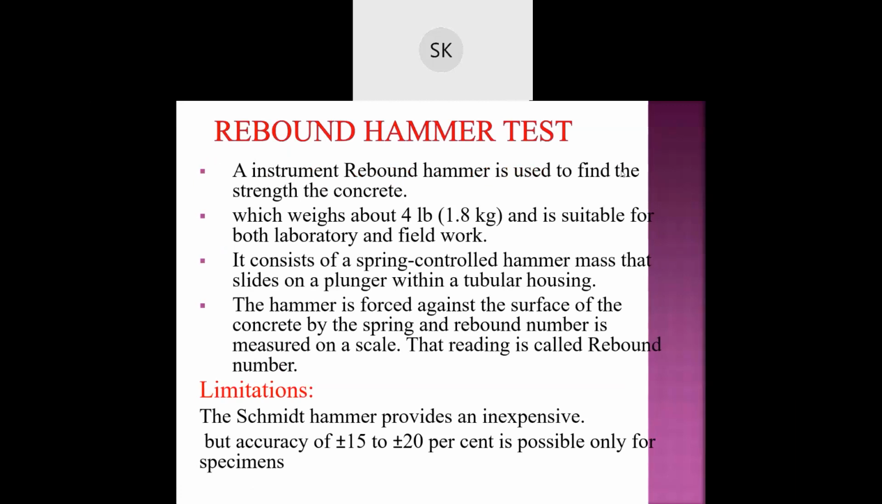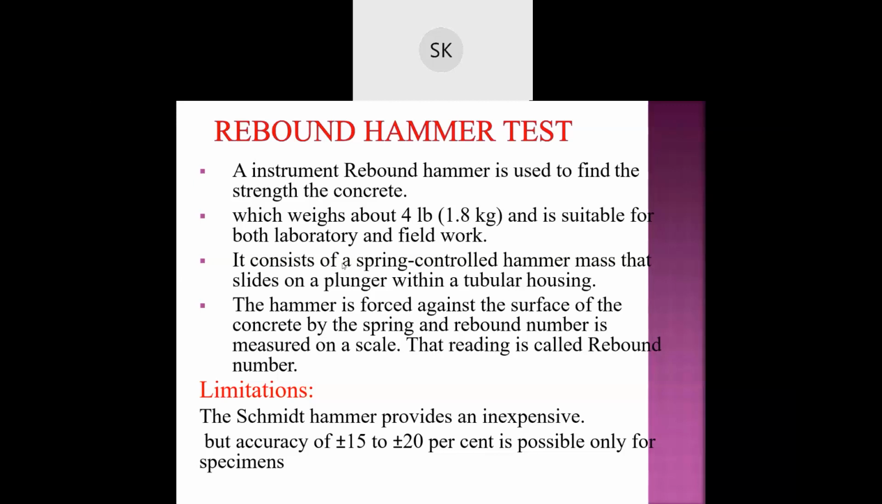A rebound hammer is the instrument used to find the strength of the concrete. Basically this is used for old buildings, 30 or 40 years old, to know the strength of concrete, how much load it can sustain and till which year. We use rebound hammers, which weigh around 1.8 kg, which is very light and suitable for both laboratory and field work. You can carry it in your bag.